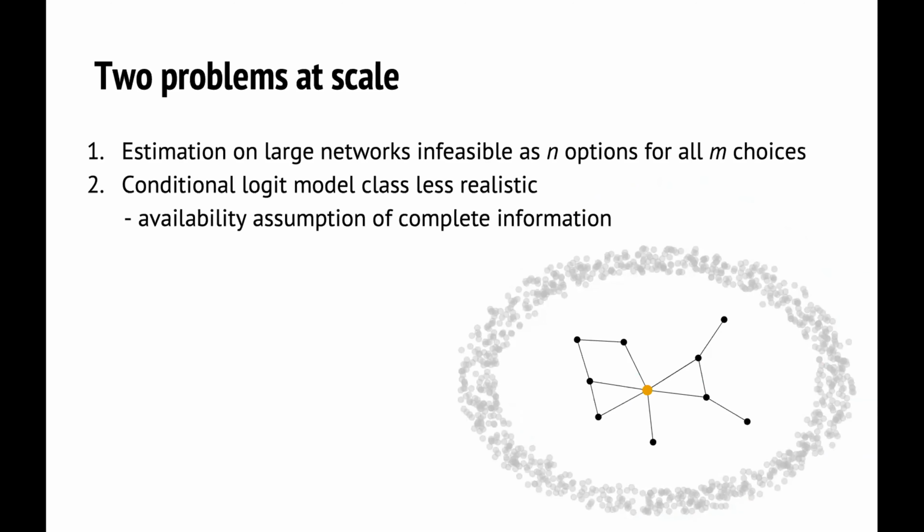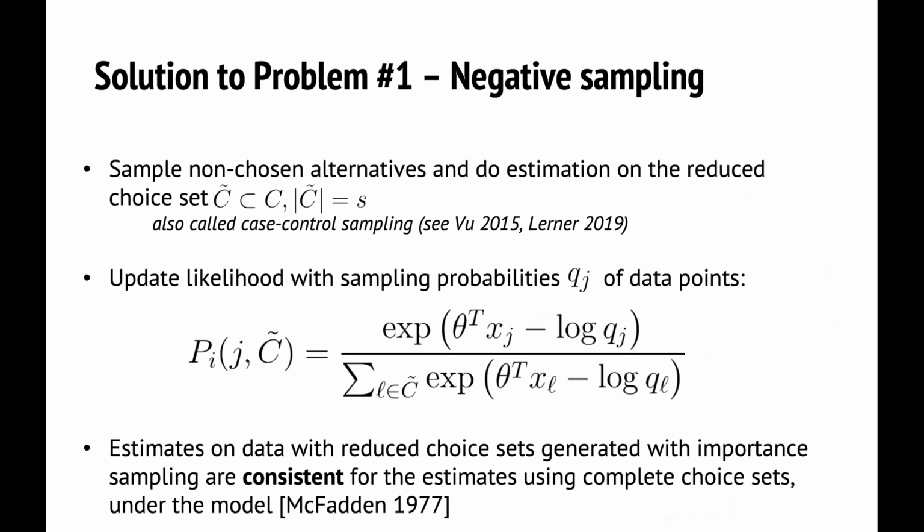But there's a second, more subtle problem, which is that the conditional logit model class is less realistic for large data. And that is because of the rational actor model. There's an assumption of complete information. The idea is that you need the chooser to be able to know all their options and also all the features of all their options, which is often not realistic for large graphs where you don't even know the existence of most of the other nodes in the graph. So I'll discuss both of these problems briefly.